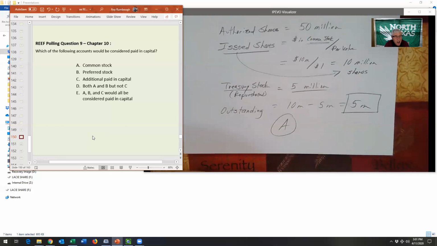So A is paid in capital, common stock. B, preferred stock is paid in capital. C, additional paid in capital is paid in capital. So the answer is E. All of these would be considered paid in capital.